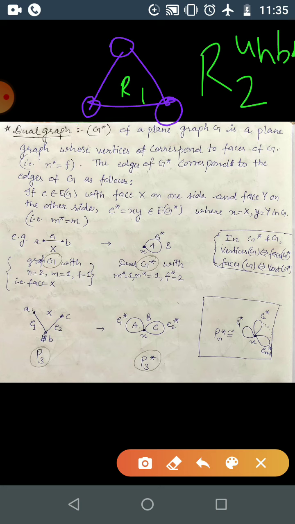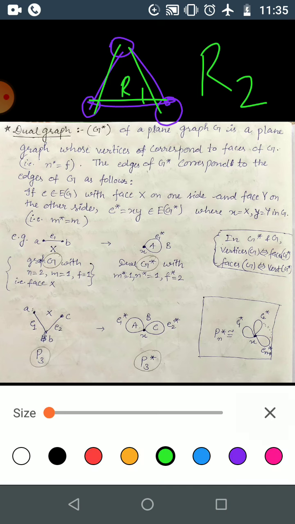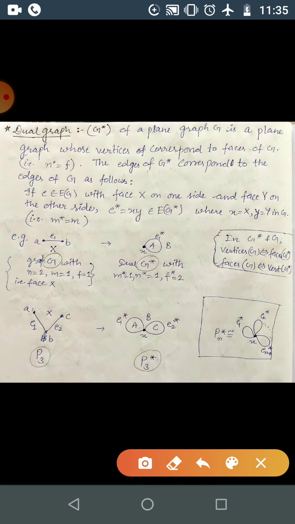Two edges meet at vertices, and two regions meet at edges. So these two regions meet to form edges. They meet at this one, also at this one, also this one. So at all three boundaries these two regions are meeting. Let's have some more examples on this one.